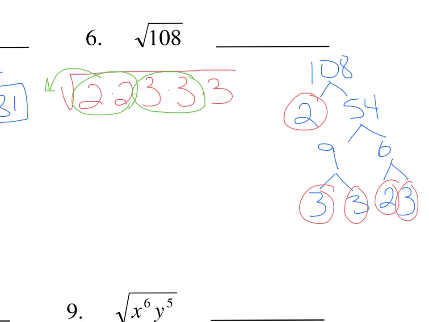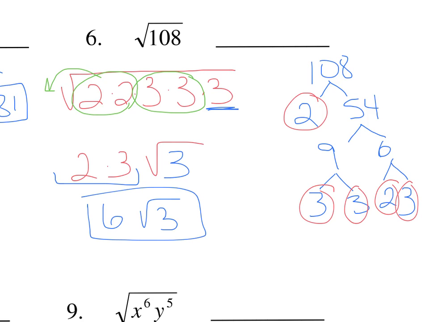The square root of 2 times 2 is 2. So these will come out as a 2. The square root of 3 times 3 is 3. So those will come out as a 3. And I have this lonely 3 left underneath here. So after I simplify this, 2 times 3 is 6. I get 6 times the square root of 3.